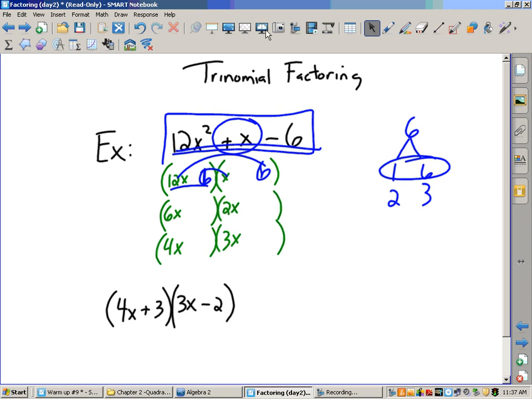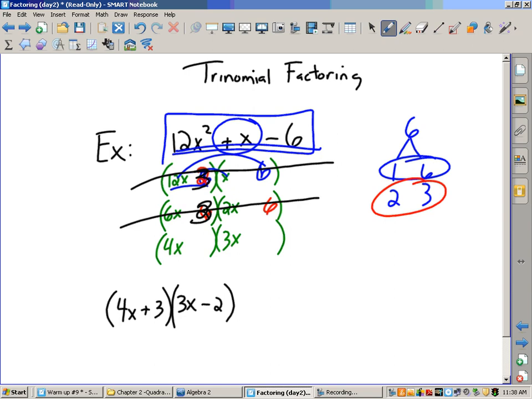The other thing I know is 2 and 3. Can 2 go there? No. Then maybe I should put 3 there. No. So I've just crossed off that example. Then I come down here to the 6 and 2. Can I put the 6 there? No. Then I must put the 6 over here. It's too big. Then I have to put the 2 here, or maybe the 3 there. So I've just crossed off that one.